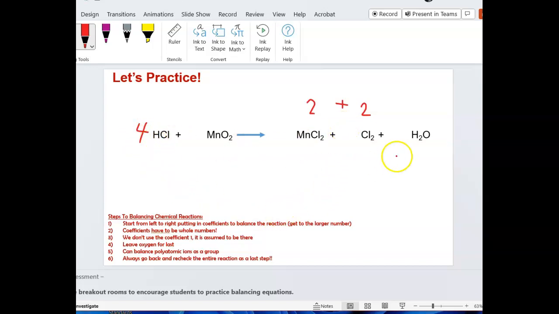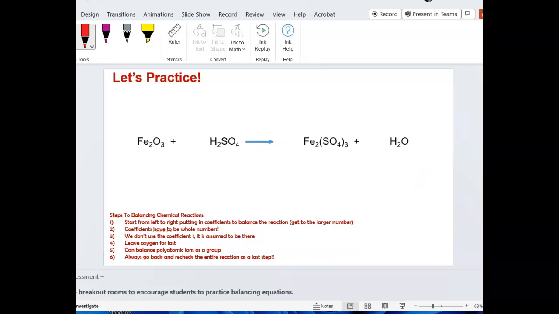4 hydrogens that went in and only 2 came out. So I'm going to put a 2 in front over here to balance that. I have 1 manganese went in and 1 manganese came out. 2 oxygens went in and 2 times 1, 2 oxygens came out. Great. One more like this. So again, if you'd like to try, you could pause the recording and give it a try.